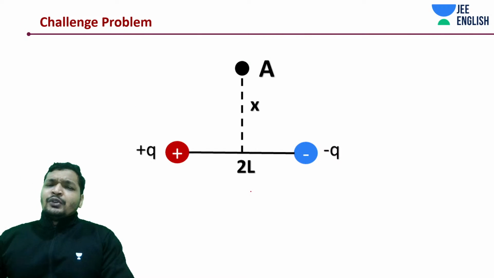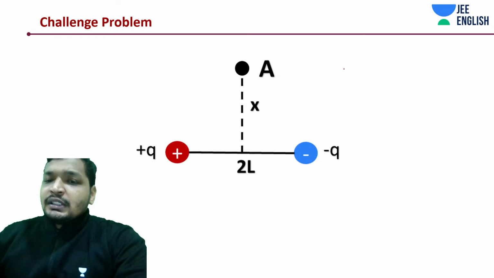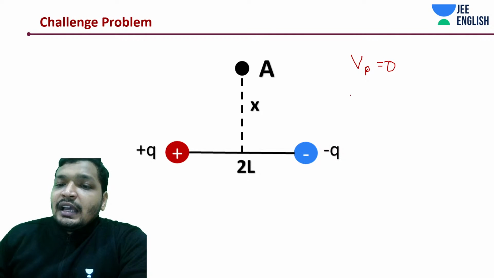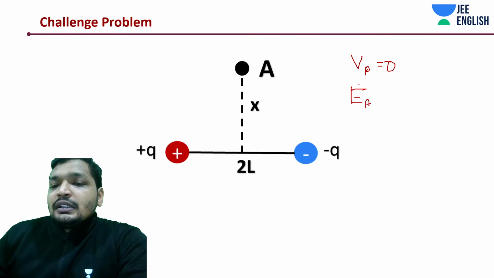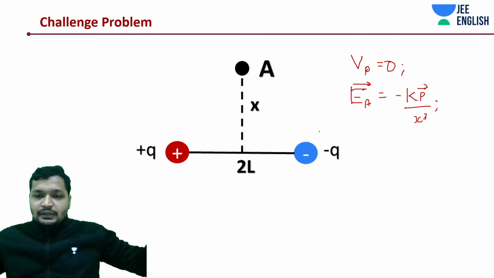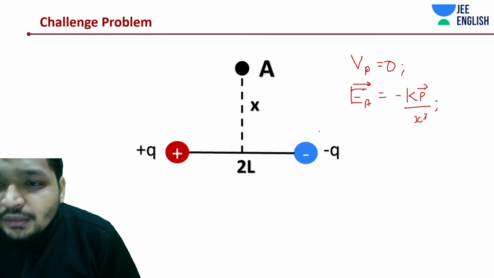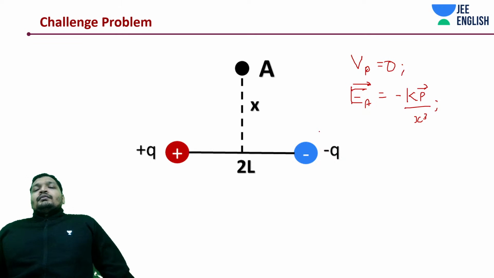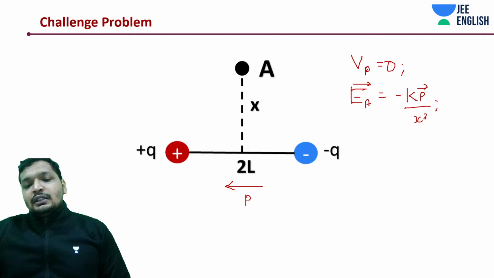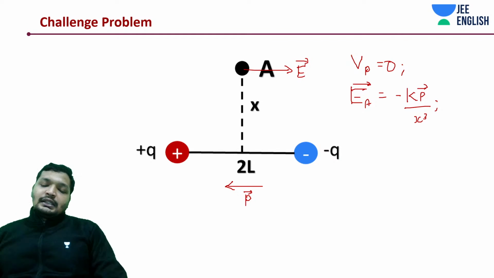Start working around it. Let me do a small thing before that. Just conclude a few things for this equatorial axis. One is potential is 0, and we have electric field at a point A. It's going to be what? Minus of kP divided by x cube. This is for the equatorial axis. To draw the graph, you will be getting a graph like this. It's basically because it's opposite to the direction of electric field. Dipole moment is going to be in this direction, and electric field is going to be in this direction. That is the end of the story.